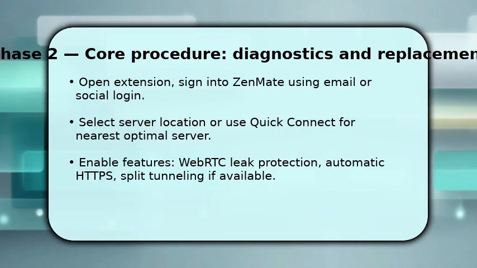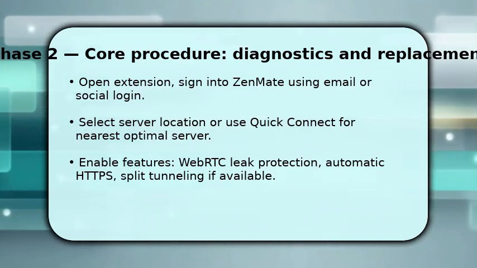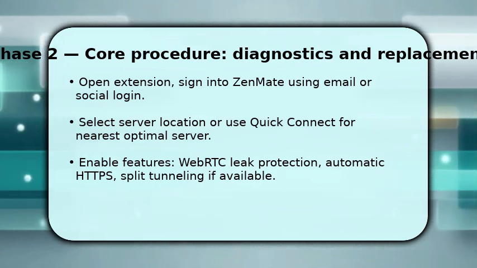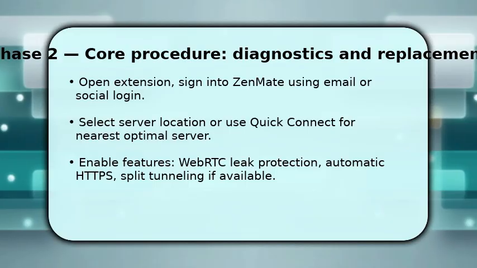If you need only certain sites routed, configure split tunneling. This keeps local services on your ISP while sending the rest through Zenmate. These steps optimize privacy and speed.